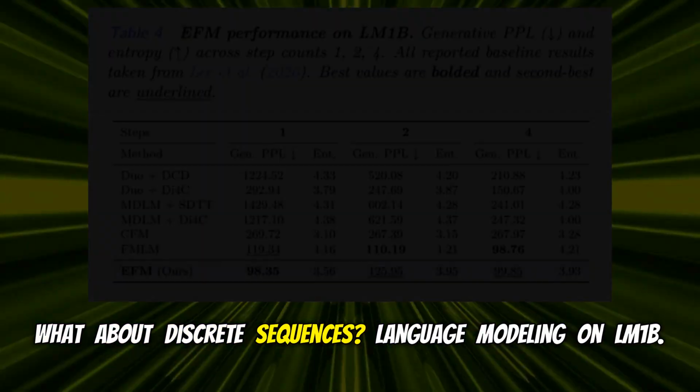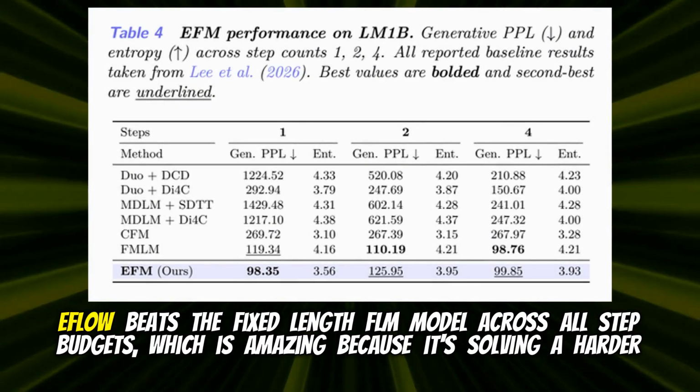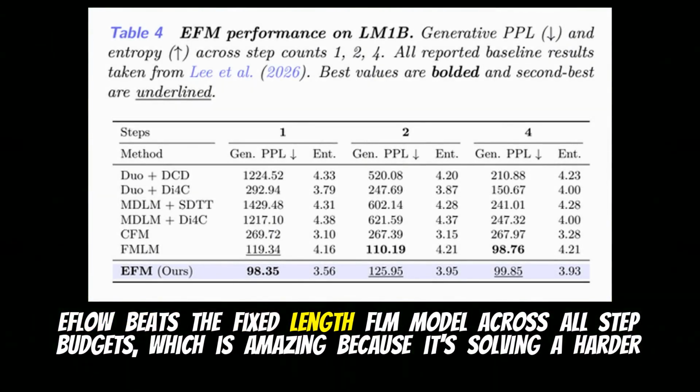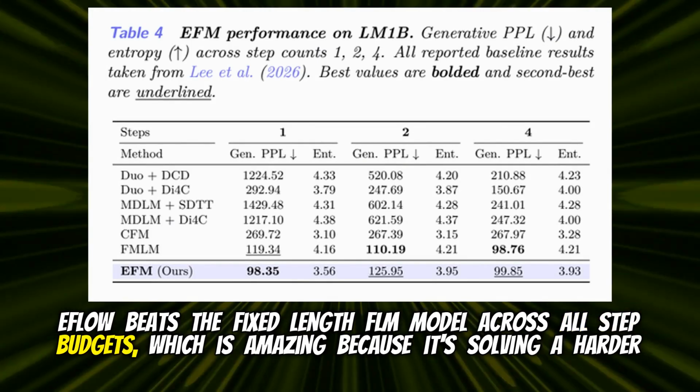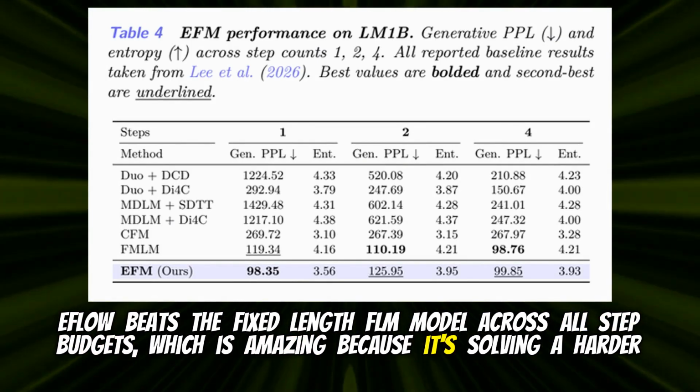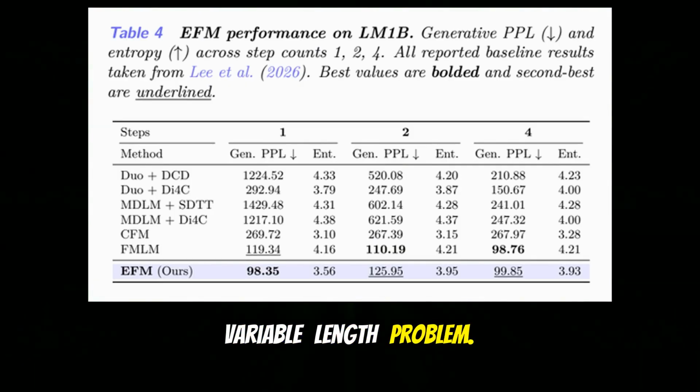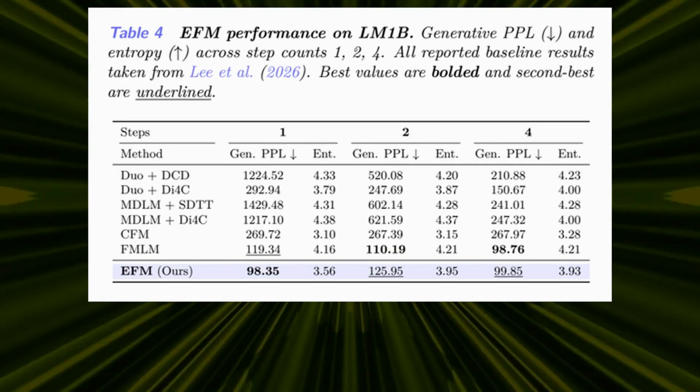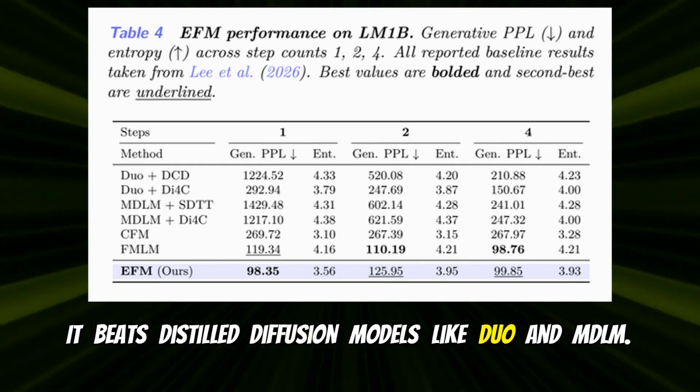What about discrete sequences? Language modeling on LM1B. EFlow beats the fixed-length FLM model across all step budgets, which is amazing because it's solving a harder variable-length problem. And EFM at 2 and 4 steps. It beats distilled diffusion models like Duo and MDLM.